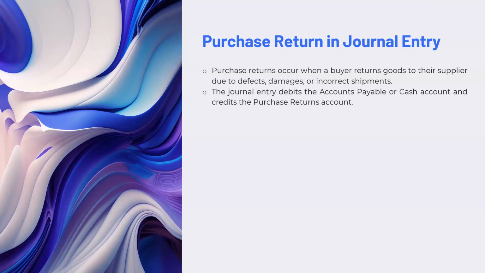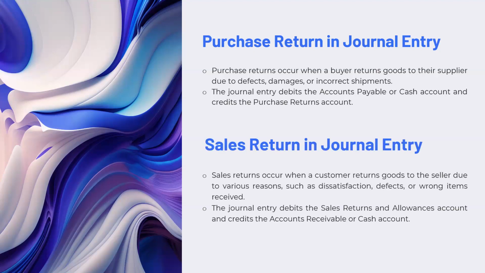So in those cases purchase returns or sales returns may happen. When the organization is returning the goods which it purchased, it's considered purchase returns. And when the other parties return the goods to whom the sales were made, that is considered sales return. So you can have the definition here. Purchase return occurs when the buyer returns goods, and the journal entry debits the accounts payable or cash account and credits the purchase returns account.